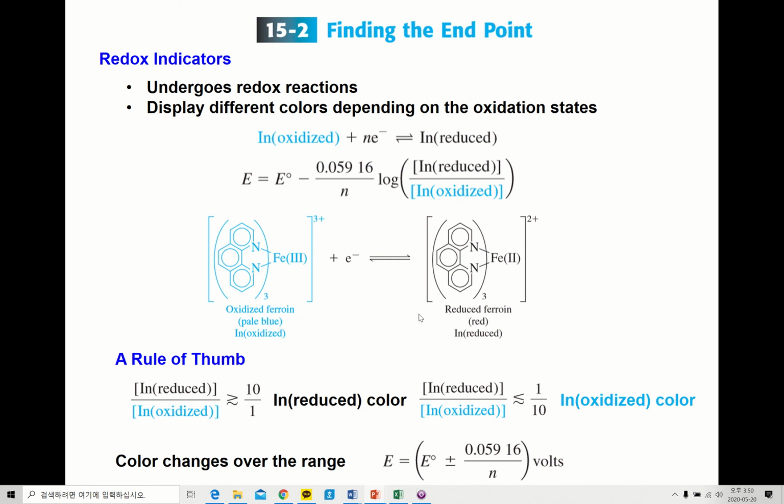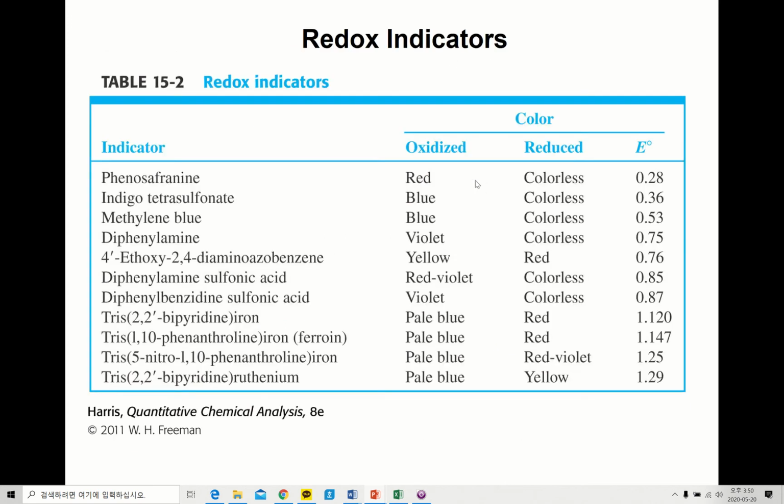Okay, so the color changes over this range. This is a transition color, an intermediate color. Yeah, this is the basic principle of redox indicators for finding the endpoint, and it is not difficult. This list shows you different redox indicators depending on E0 values.